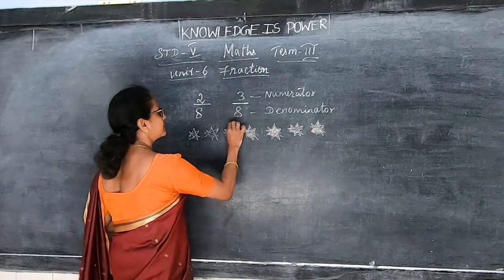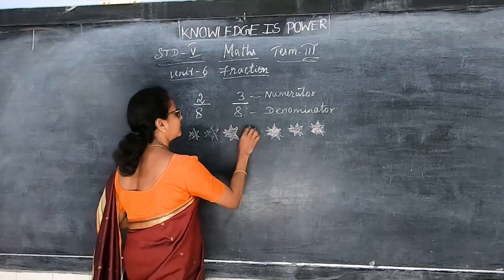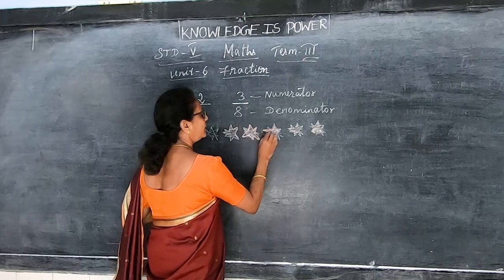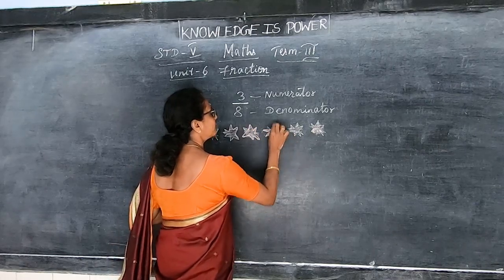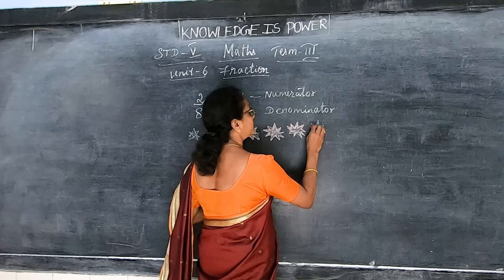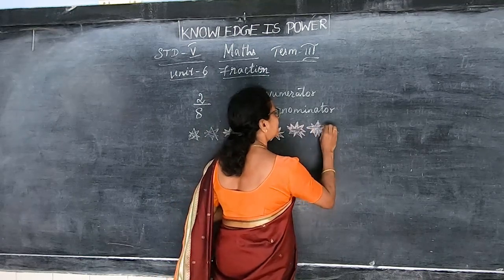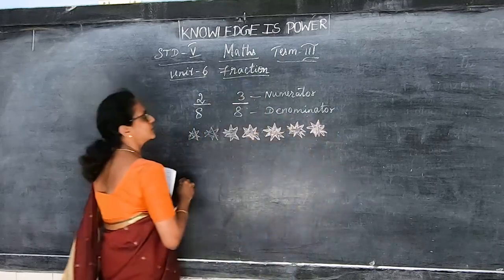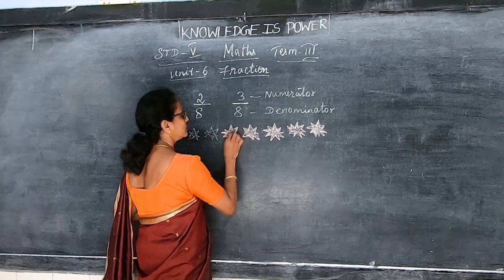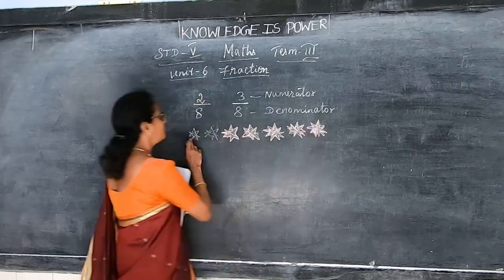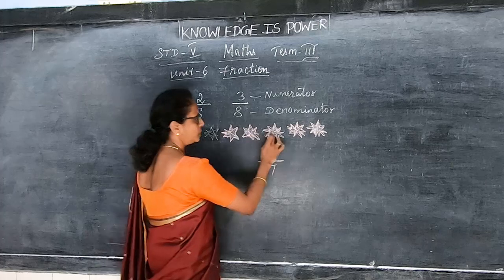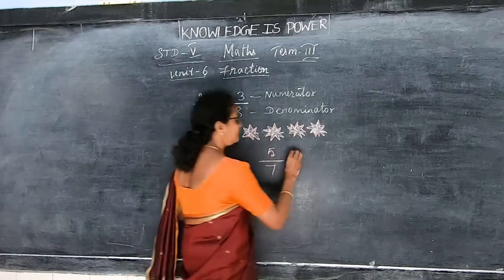In these stars, how many stars are shaded? For that, we first have to write out the total parts of the star. First, tell me how many parts there are. 1, 2, 3, 4, 5, 6, 7 stars are there. How many are shaded? 1, 2, 3, 4, 5 are shaded. So 5 by 7 is shaded.